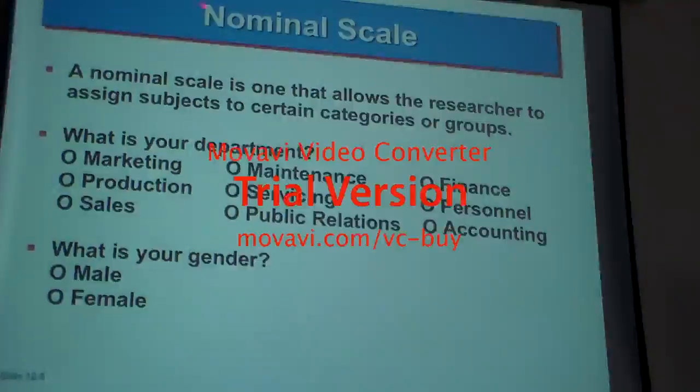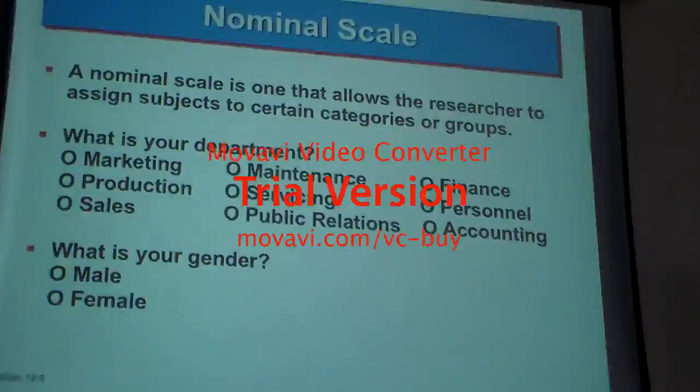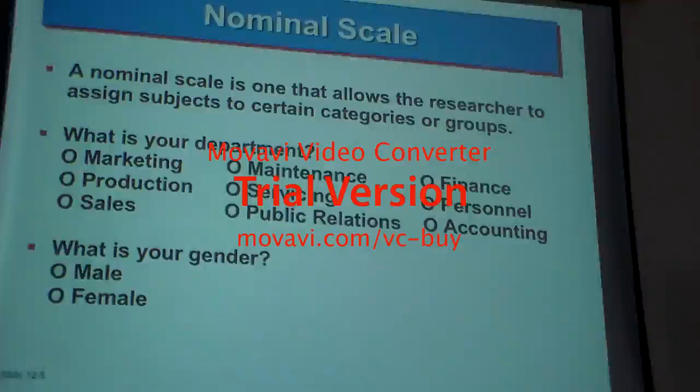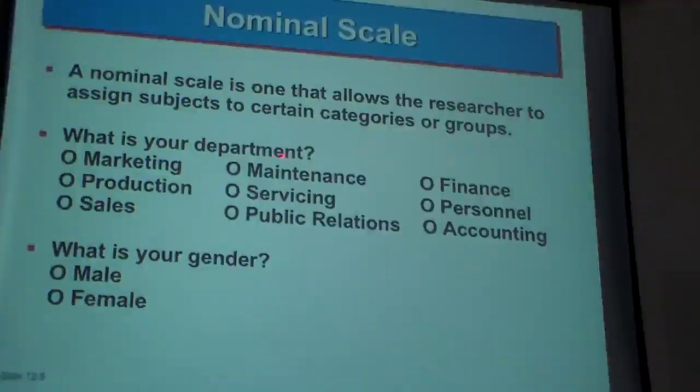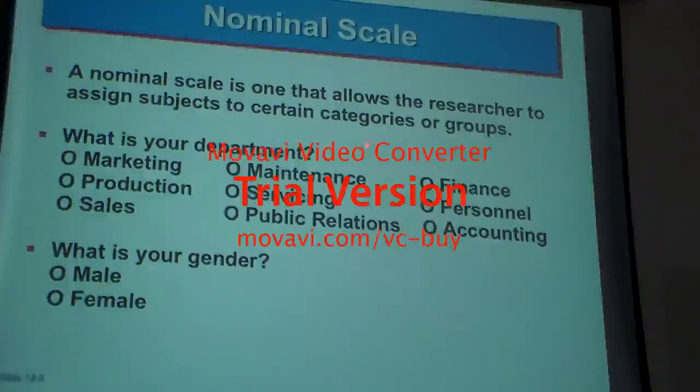Okay, so the first one is the nominal scale. A nominal scale is one that allows the researcher to assign subjects to certain categories or groups. For example, what is your department? Is it marketing, production, sales, maintenance, services, public relations, finance, personnel, accounting? So you assign your variable, which is the department, to only one value. This is what we mean by nominal.